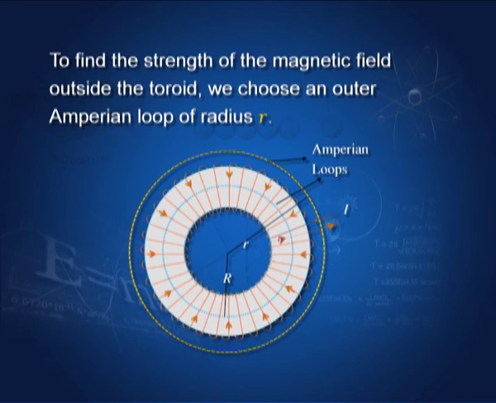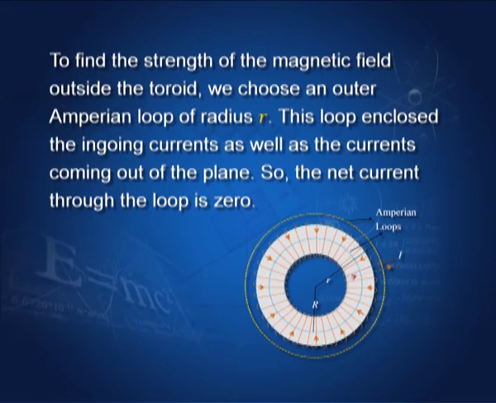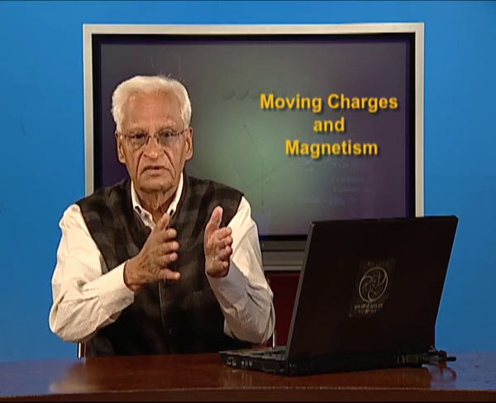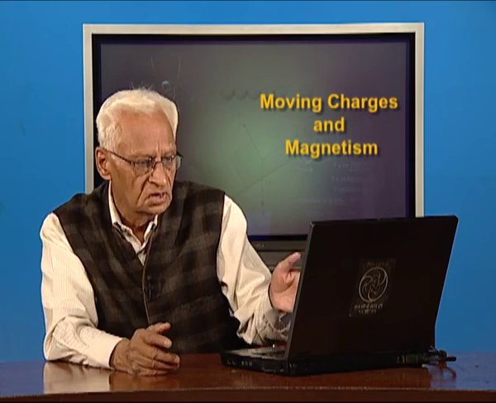To find the strength of the magnetic field outside the toroid, that is simple. Outside the toroid, you draw a circle of radius R, but this includes now the ingoing as well as outgoing currents, and therefore, the net current through this outside loop is 0. Therefore, the field outside the toroid will be 0. So, the net current through the loop is 0. Therefore, according to Ampere's law, B times whatever is equal to 0, therefore, B is equal to 0.